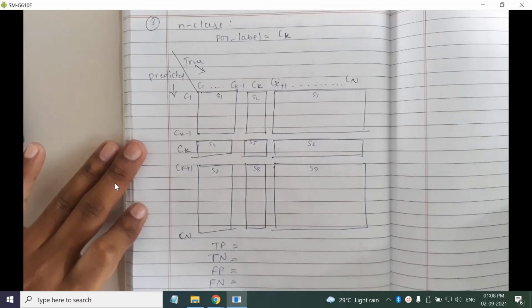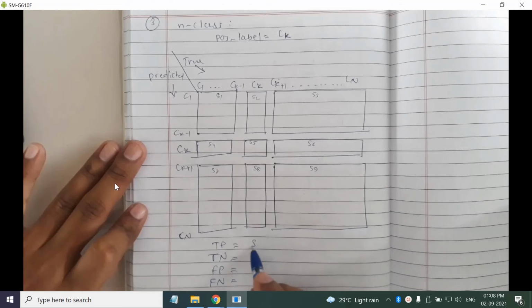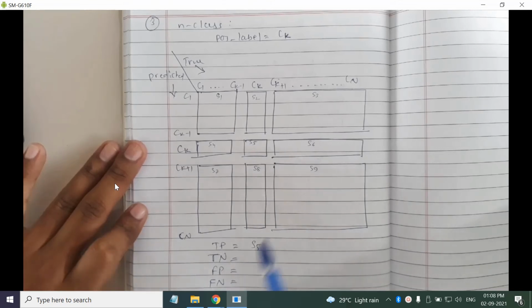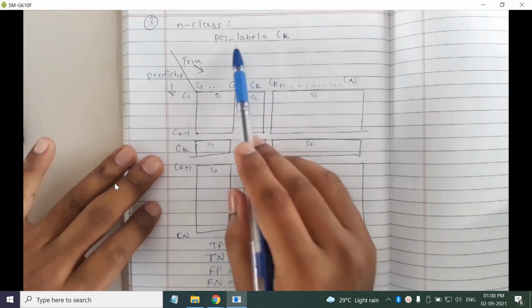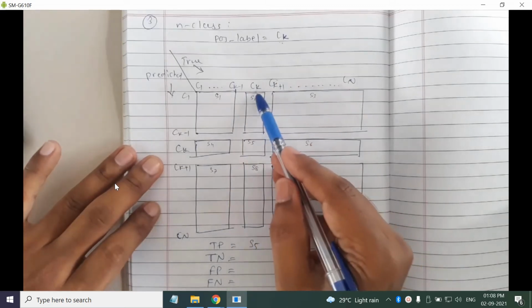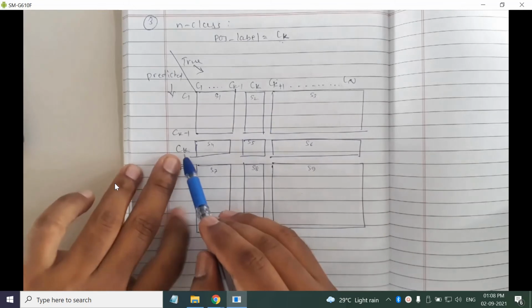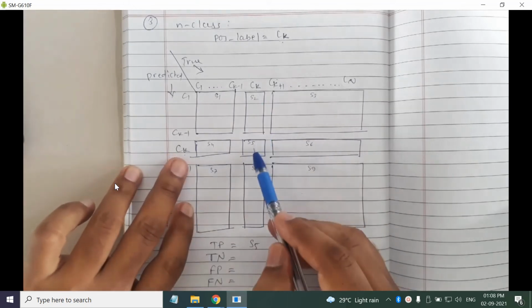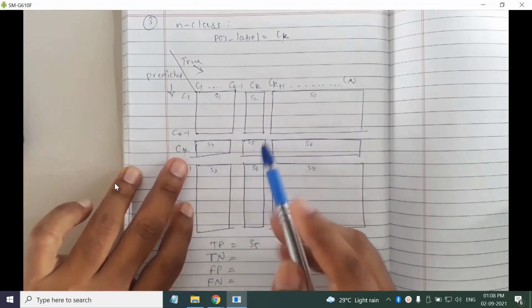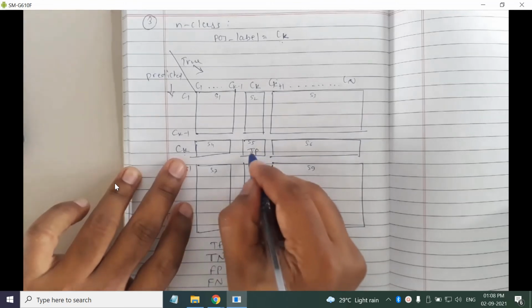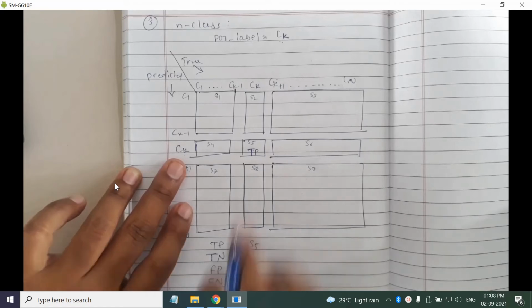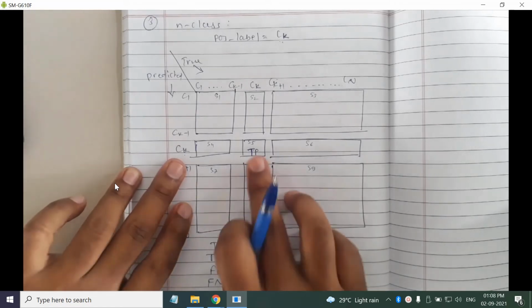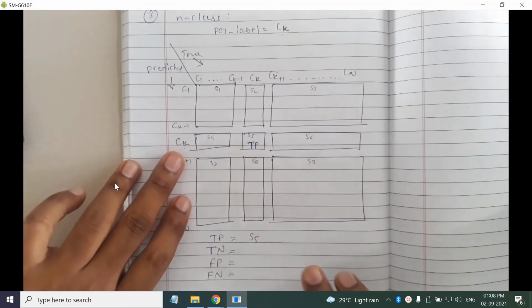S5. Yes, correct, right? Because the true label is Ck, because we are interested in Ck, right? True label is Ck and predicted is Ck. It is happening for this section 5. So this is my TP, S5. We will have only one true positive, that is this one.